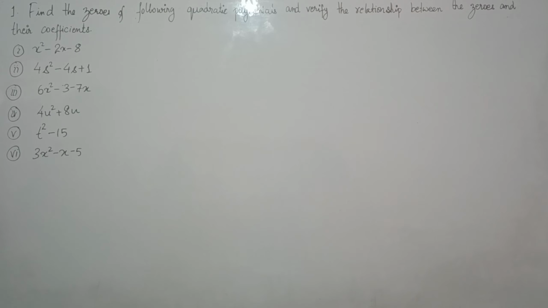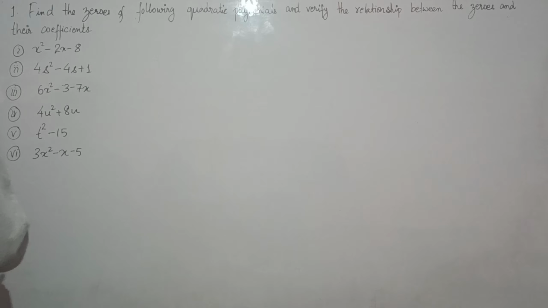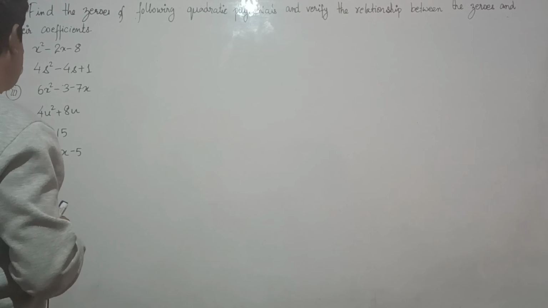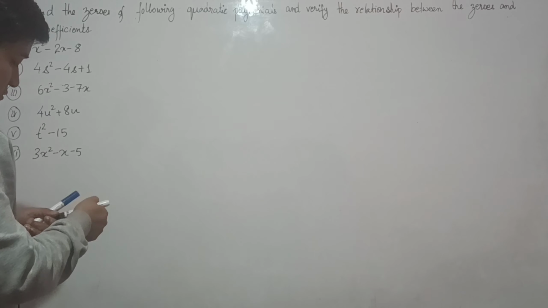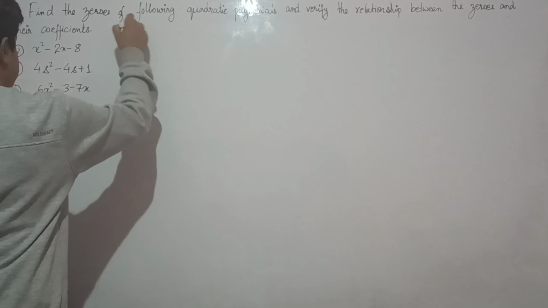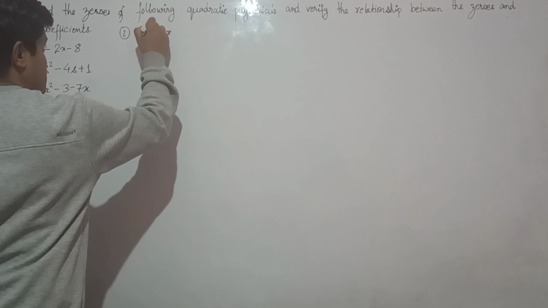6.2, find the zeros of the following quadratic polynomial. So quadratic polynomial, degree is 2, all has degree 2, power 2. And verify the relation between the zeros and their coefficients. So let us start with question number 1. x square minus 2x minus 8.